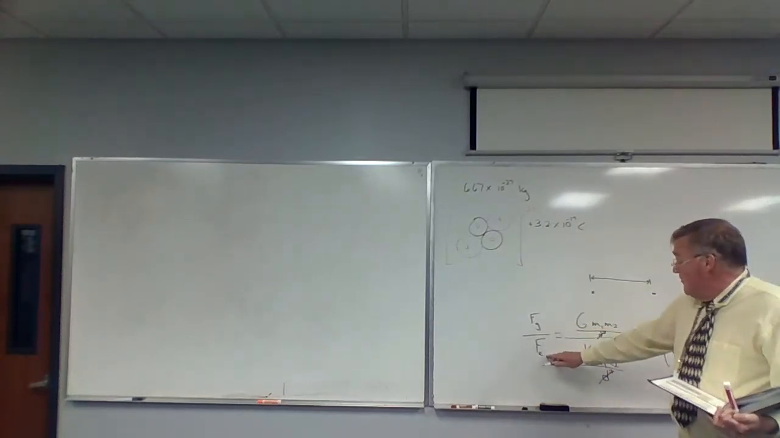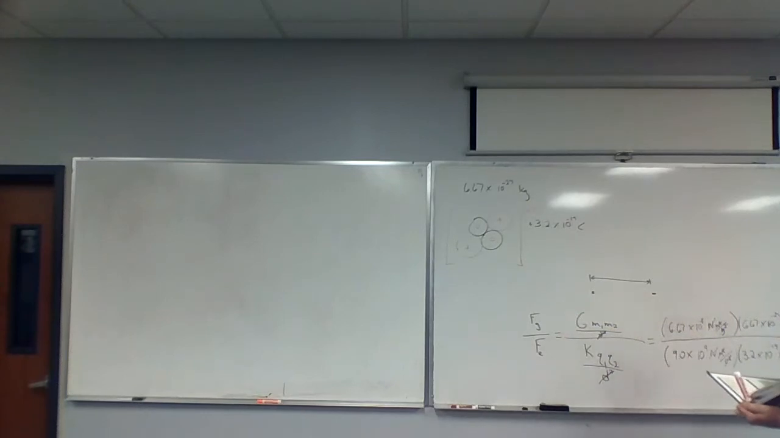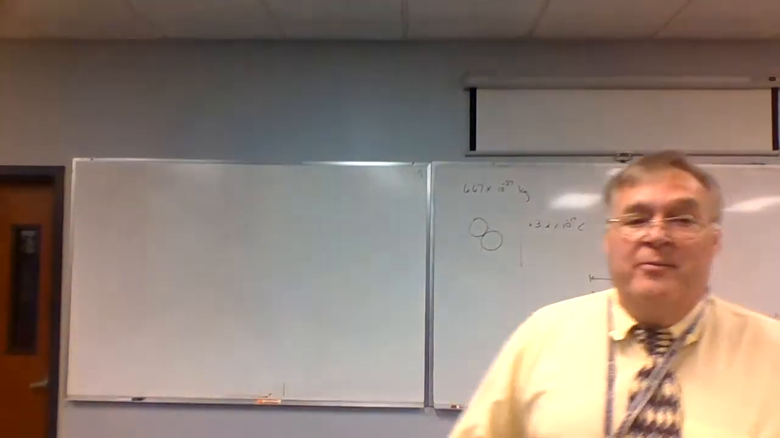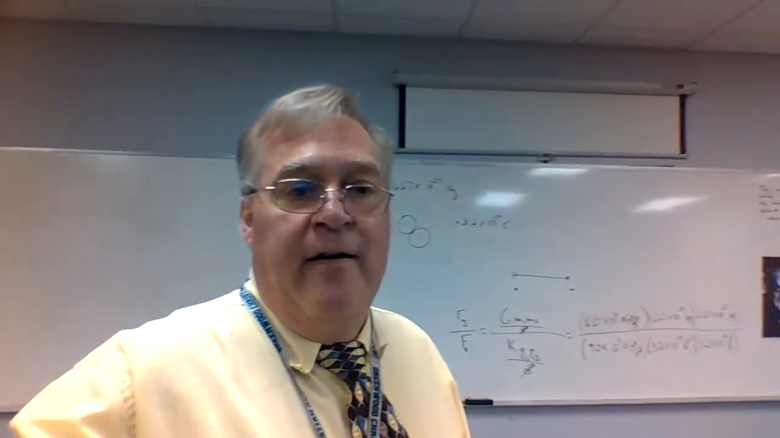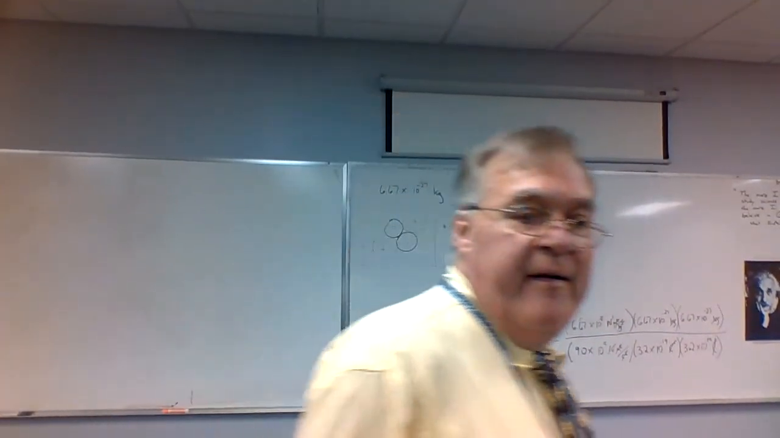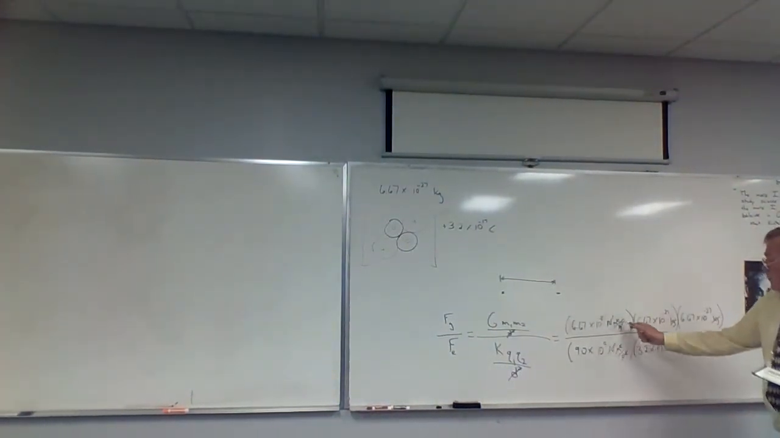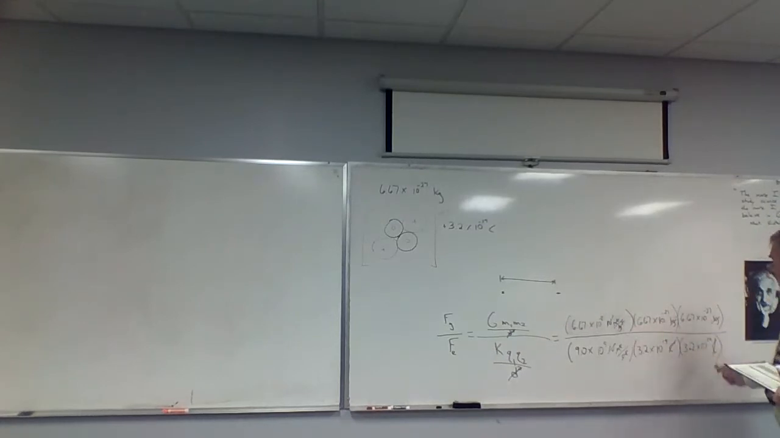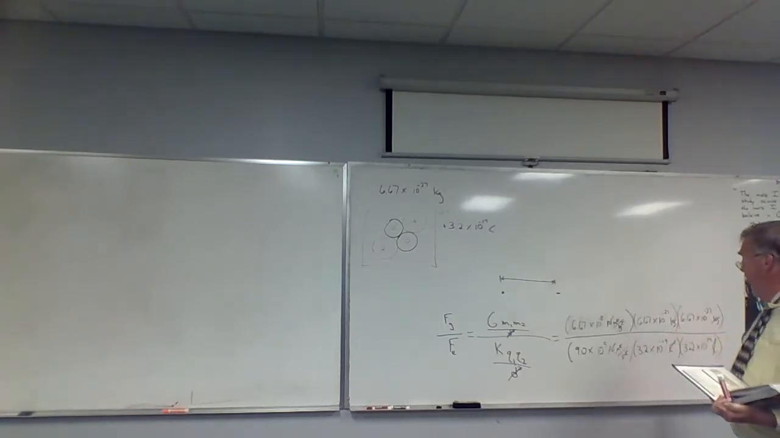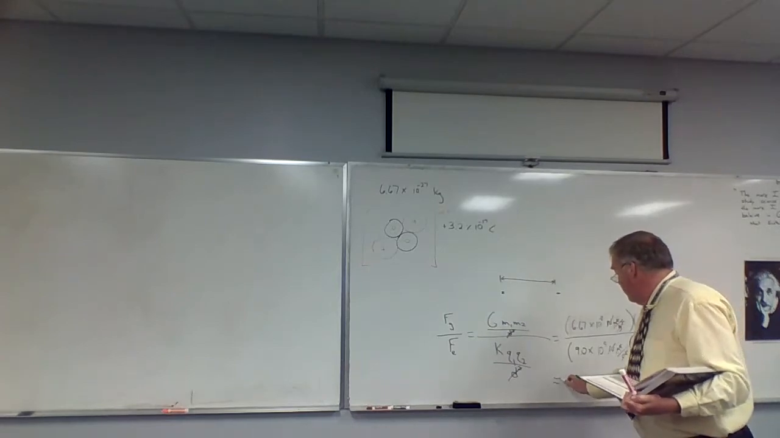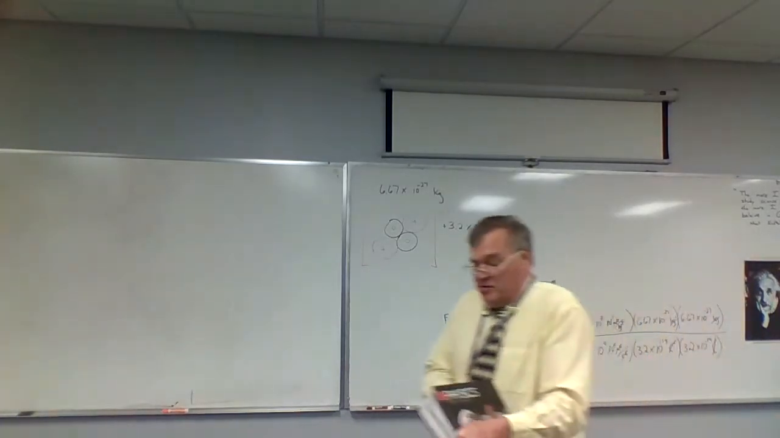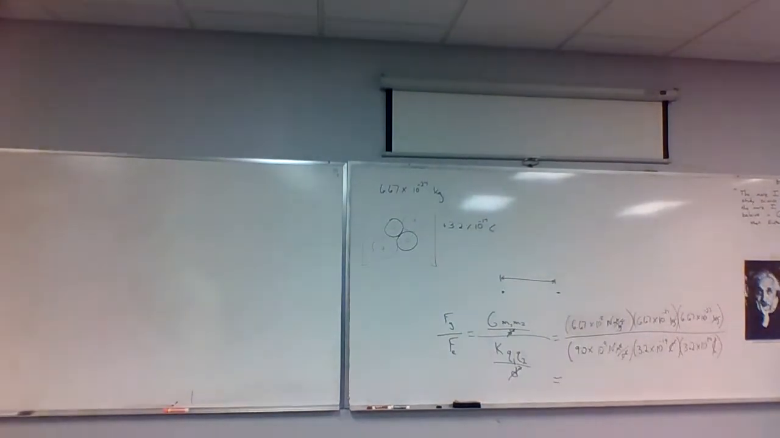F sub G divided by F sub E is a unitless value. Let me make sure you can see what I'm working on over here. I crossed out my newtons, my meters squared, my kilograms squared, my coulombs squared. Crossed those out, and now I have a unitless ratio. So now I need to do the math. And for that, I'm going to use a calculator and my head.